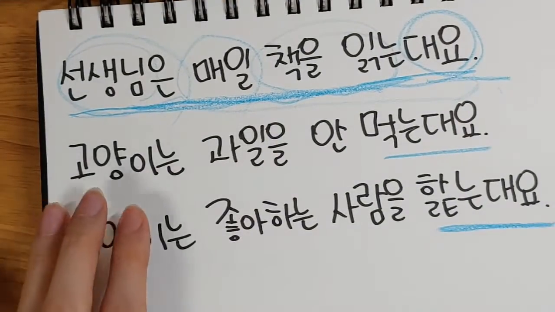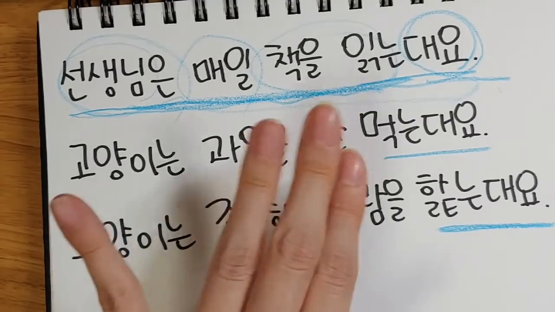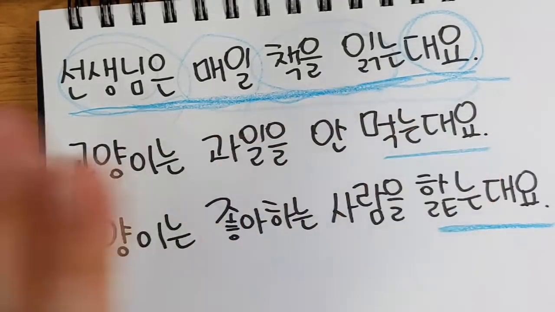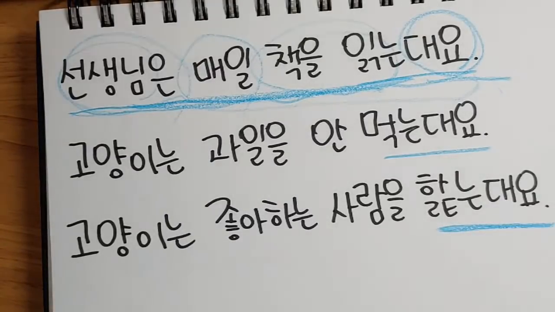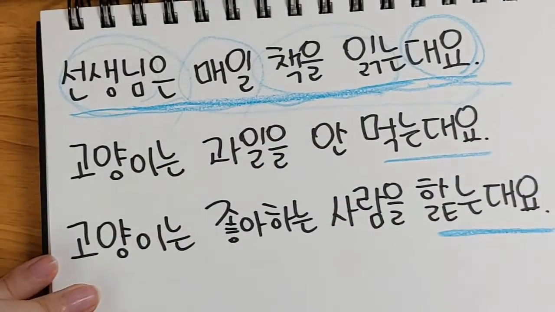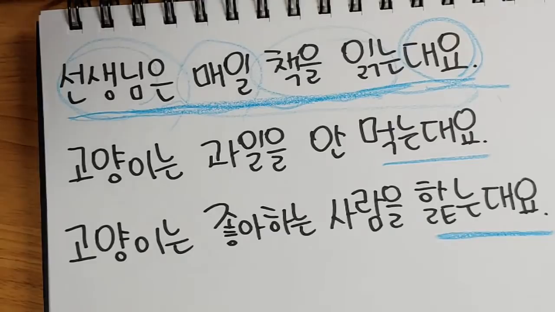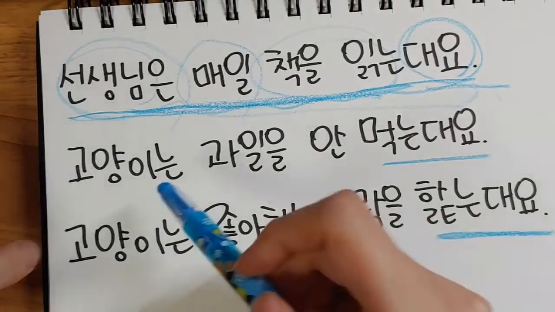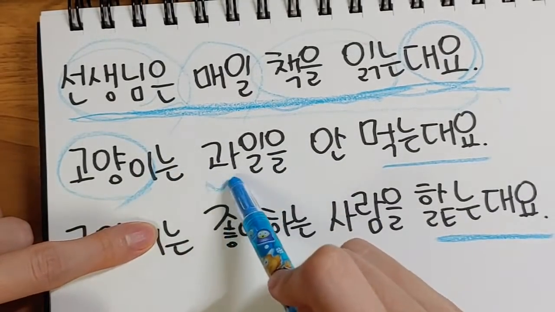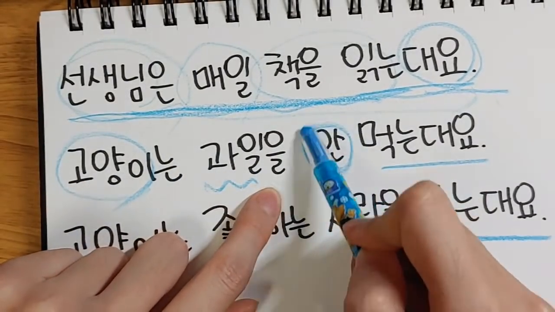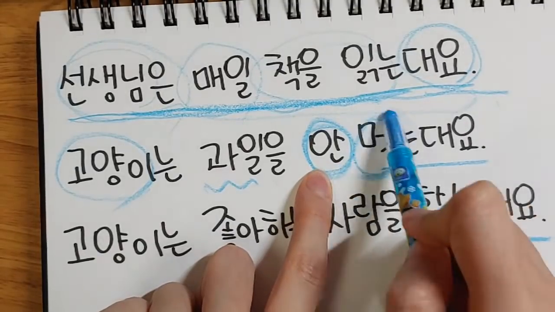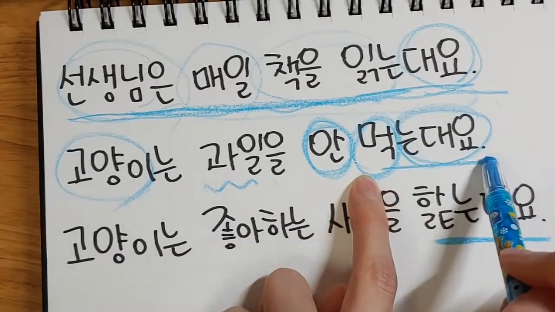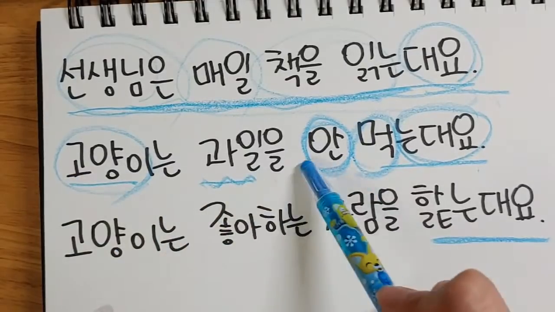Then how about 고양이는 과일을 안 먹는대요. So here, can you guys try translating this sentence? Can any one of you? I heard that cats don't eat fruits. 맞아요, 네네, 맞아요. So cats, 고양이는, 과일, fruit, 안, negation of the verb, right? 먹다, eat, 는대요. So cats, fruits, not eat.